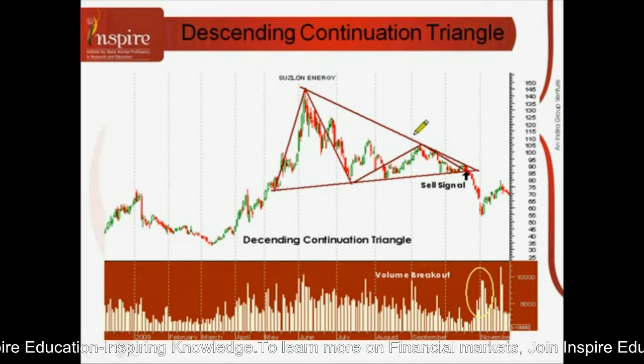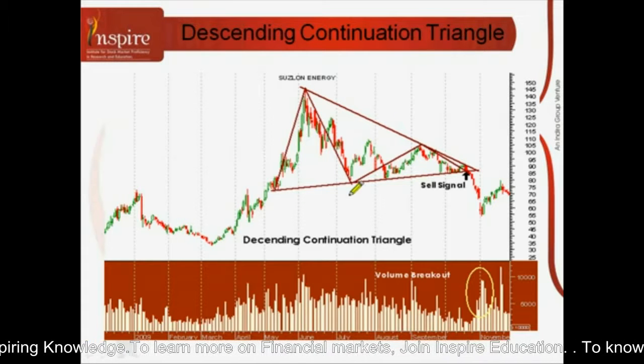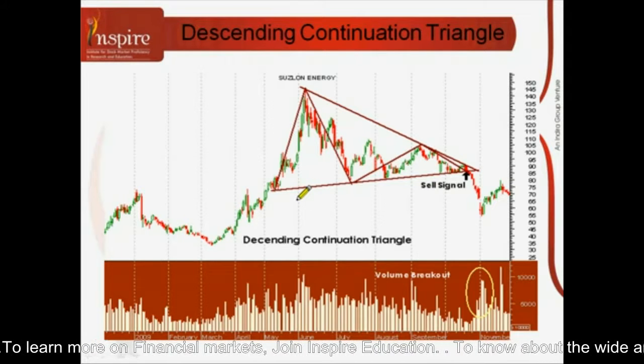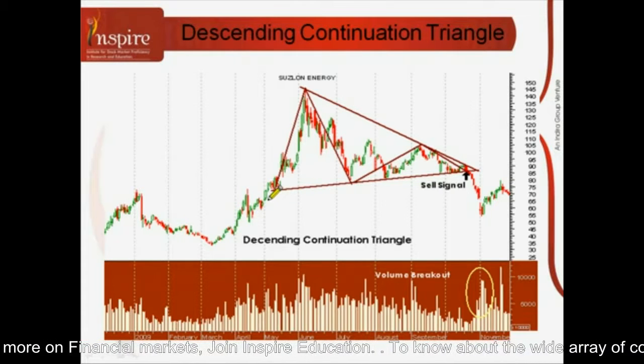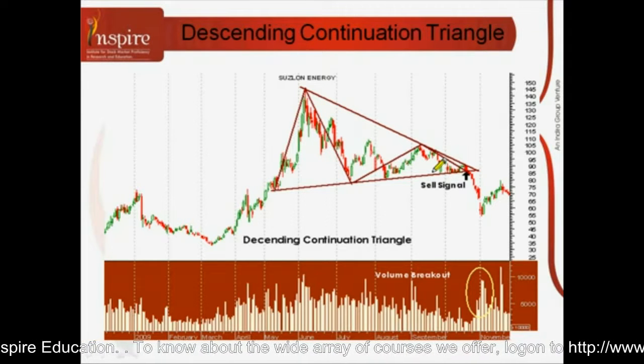It features two converging trend lines. The bottom trend line is horizontal and the top trend line slopes downwards. The bottom trend line, as is visible in the chart, is horizontal levels पे है और जो top trend line है that is declining downwards or sloping downwards.